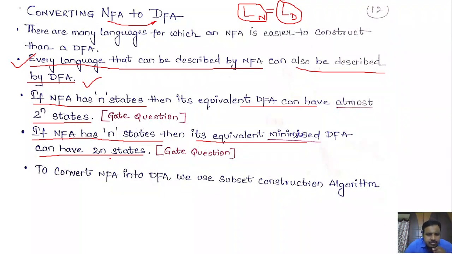The next one, to convert NFA into DFA, we use the subset construction algorithm. So we use this subset construction algorithm. We will see what this subset construction algorithm is.